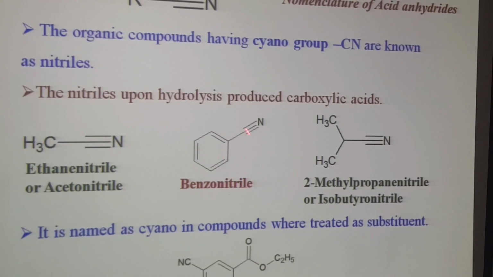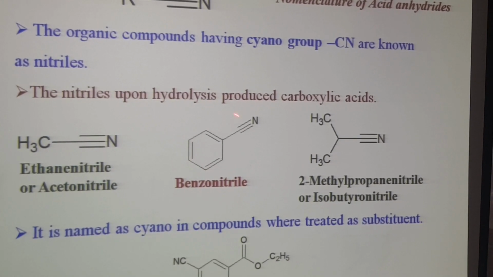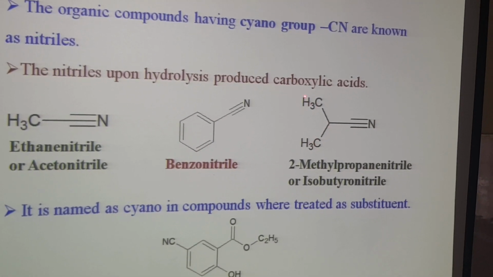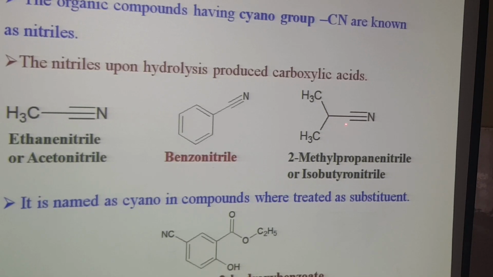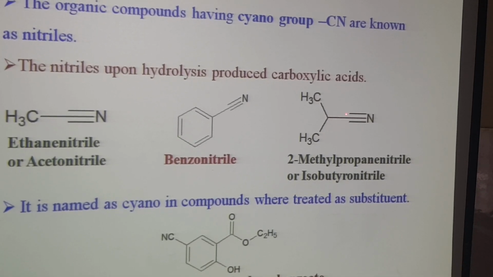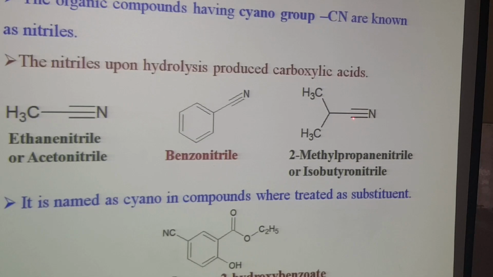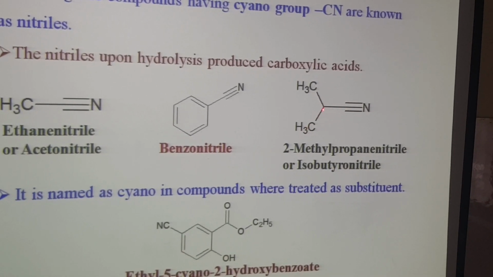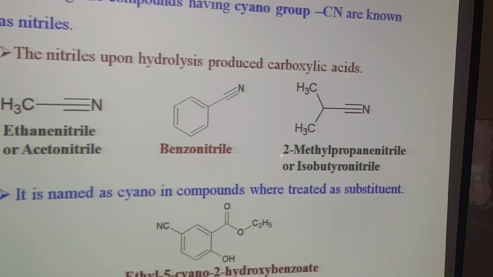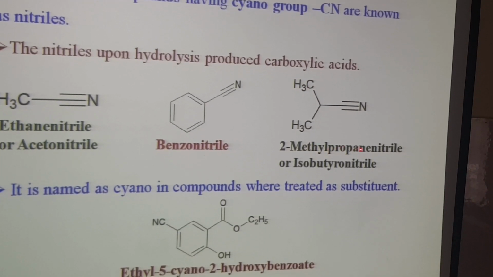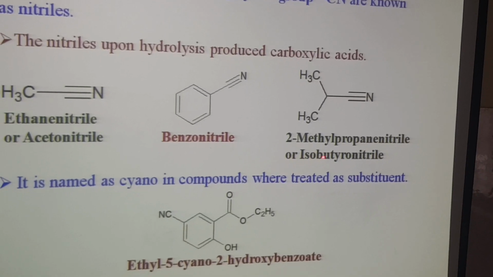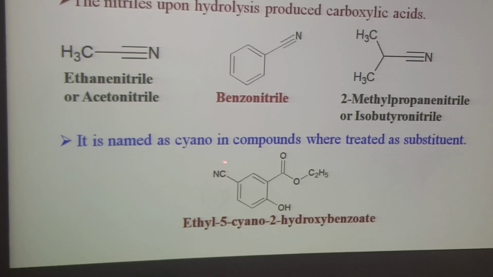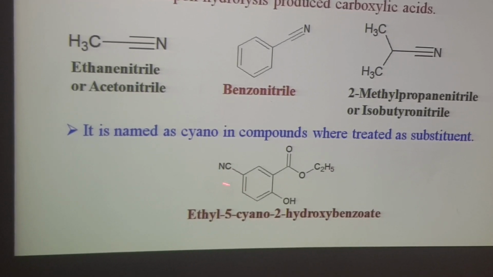Here we have benzonitrile, because upon hydrolysis this compound produces benzoic acid. Here we have 4 carbons, 1, 2, 3, 4. Upon hydrolysis, it will give us isobutyric acid. According to IUPAC nomenclature, numbering starts from this carbon, 1, 2, 3. At position 2, we have a methyl group. So the name of this molecule is 2-methyl propane nitrile, or isobutyronitrile.